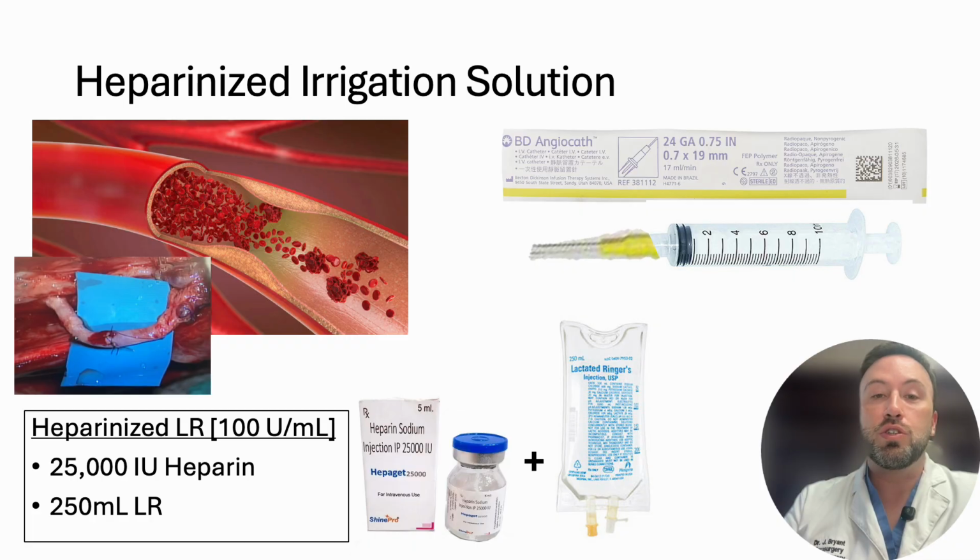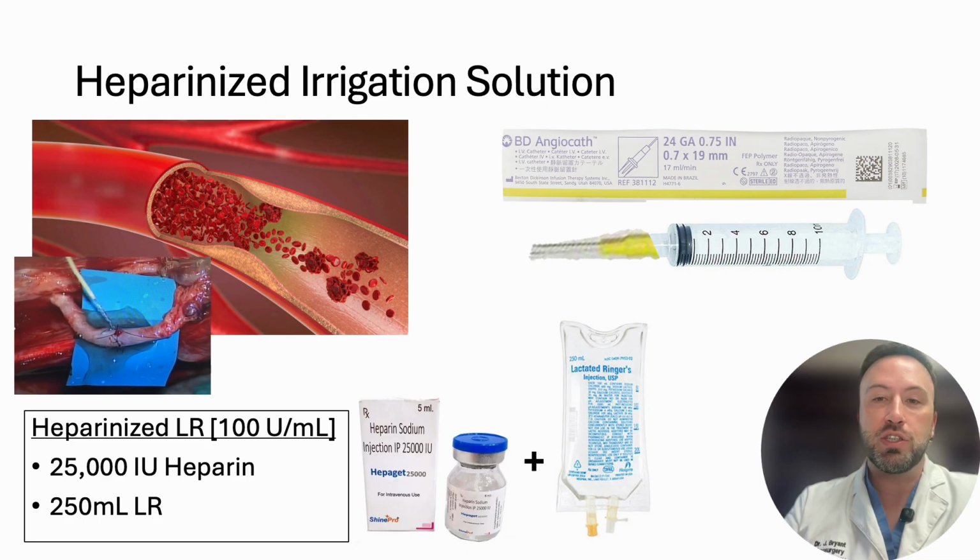Next, you should assemble a 10 cc syringe and a 24 gauge angiocath to be used for irrigation with this heparinized irrigation solution.